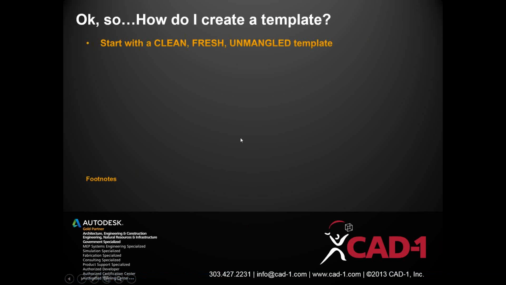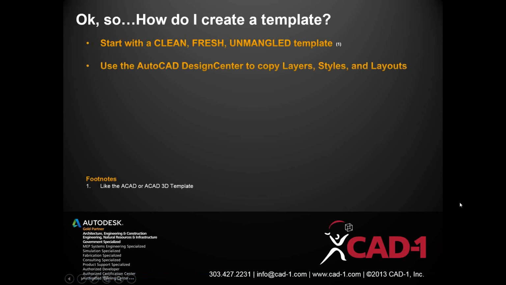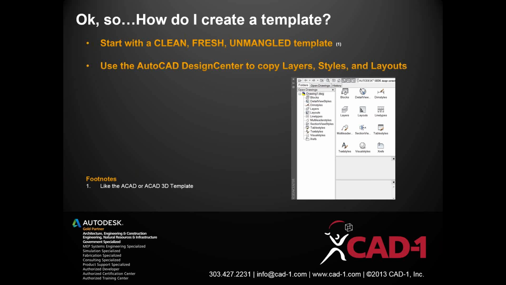You're going to start with a fresh, clean, unmangled template, one that comes right out of the box with AutoCAD. Footnotes, like I said, AutoCAD or AutoCAD 3D. You're then going to use the AutoCAD Design Center to copy your layers, text and dimension and leader styles, table styles, and even your layouts. This is the AutoCAD Design Center. I'll show it to you real quick.